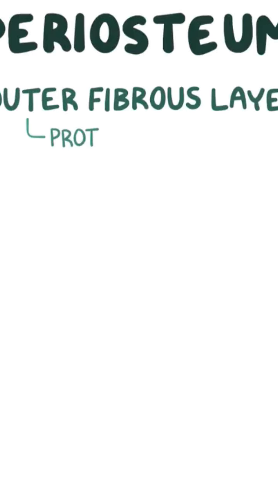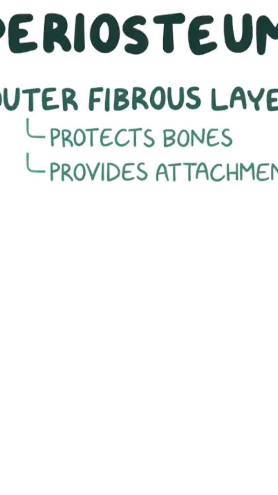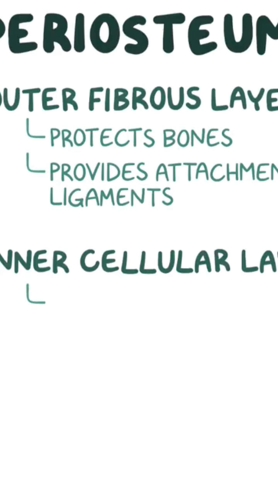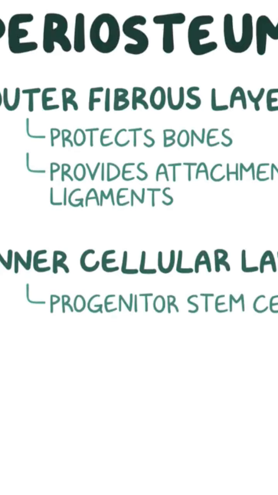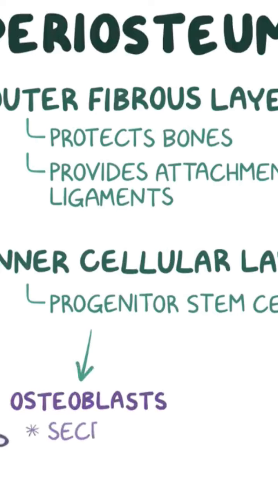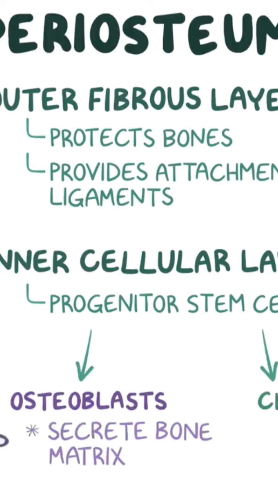Now, the surface of the bones is covered by this layer called the periosteum, except at the articular cartilages, which are the parts involved in the joints. The periosteum consists of an outer fibrous layer which protects the bones and provides attachment for the tendons and the ligaments, and it also has an inner cellular layer which houses progenitor stem cells. These progenitor stem cells develop into both osteoblasts, which secrete the bone matrix, and chondroblasts, which produce cartilage.